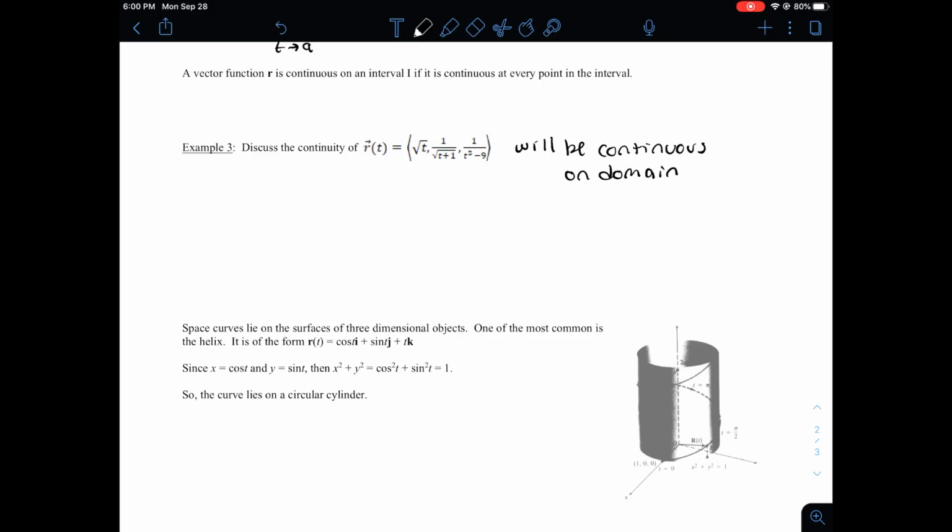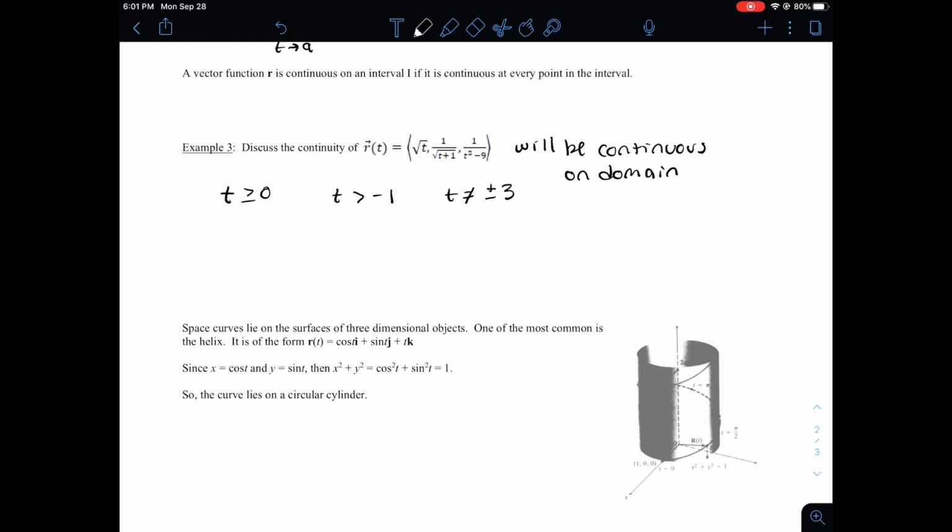Okay, so what are our domains? So for the first component, the x component, I have to have that t is greater than or equal to 0. For the second component, I have to have that t is specifically greater than -1. It can't be equal to -1 because it's in the denominator, and we don't want to divide anything by 0. Okay, and then for the last one, there's no square root, so I really just need t to not be plus or minus 3.